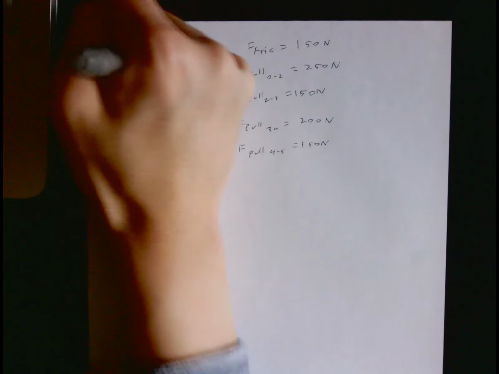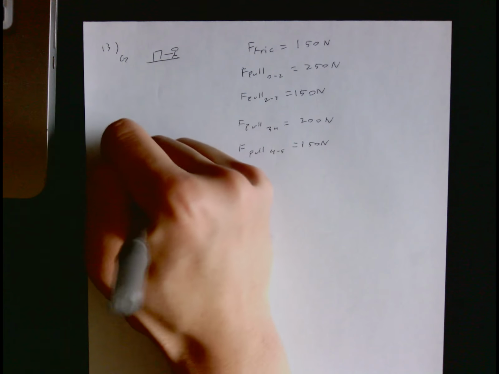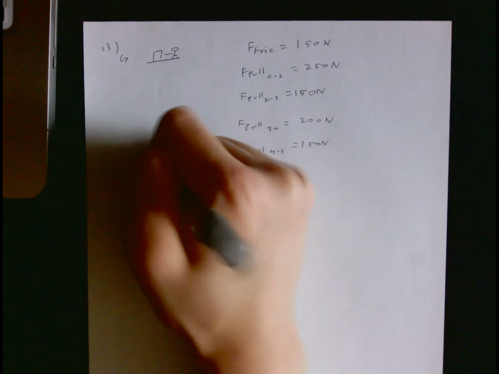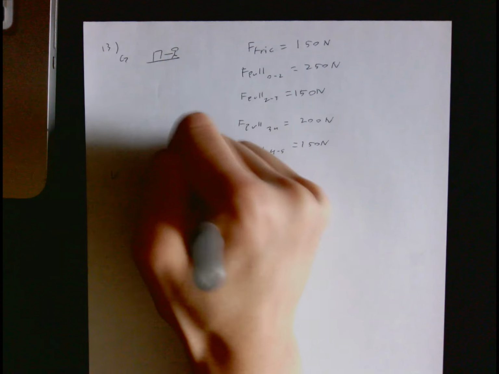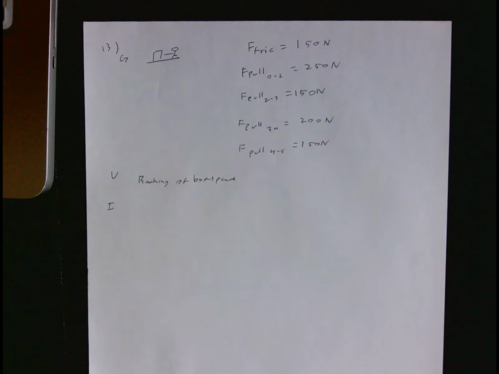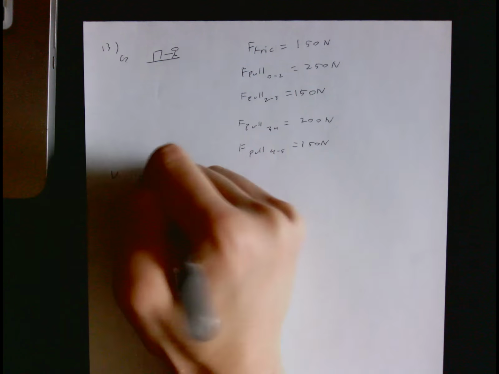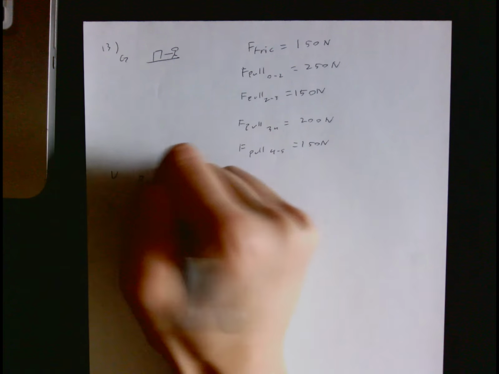And what you're trying to find is the ranking of the speeds of the box over time. And so the important things to remember are that energy, E1 plus work equals E2.